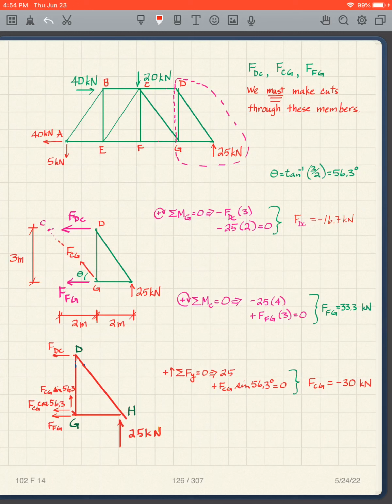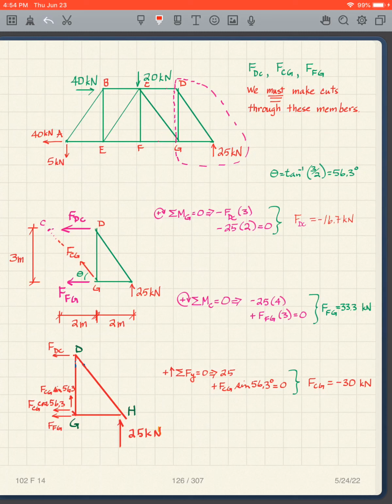In addition, now I can get FFG. How do I do that? Well, if I take moments about point C, remember we can take moments about any point we want. I can take moments about a point out here, or out here, or down here. It doesn't matter where we take moments about, but notice we'll make our life a lot easier if I get rid of those two forces by taking moments about point C.